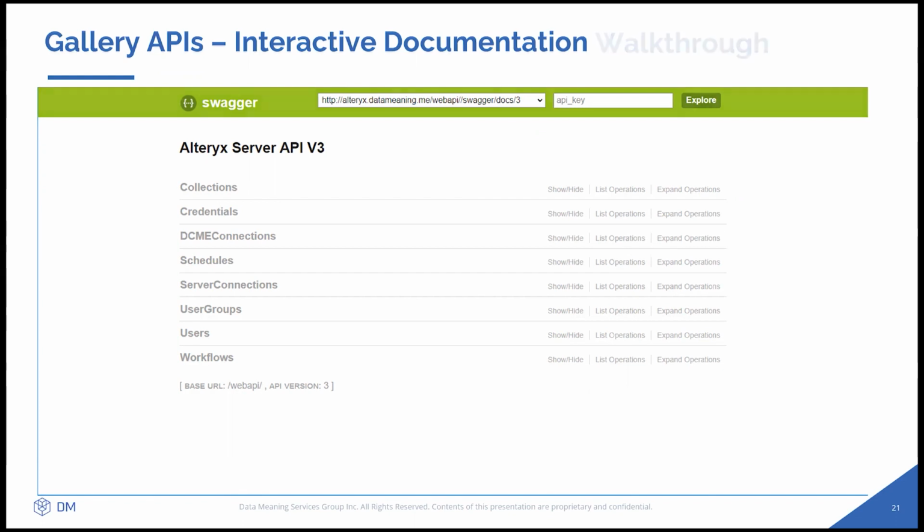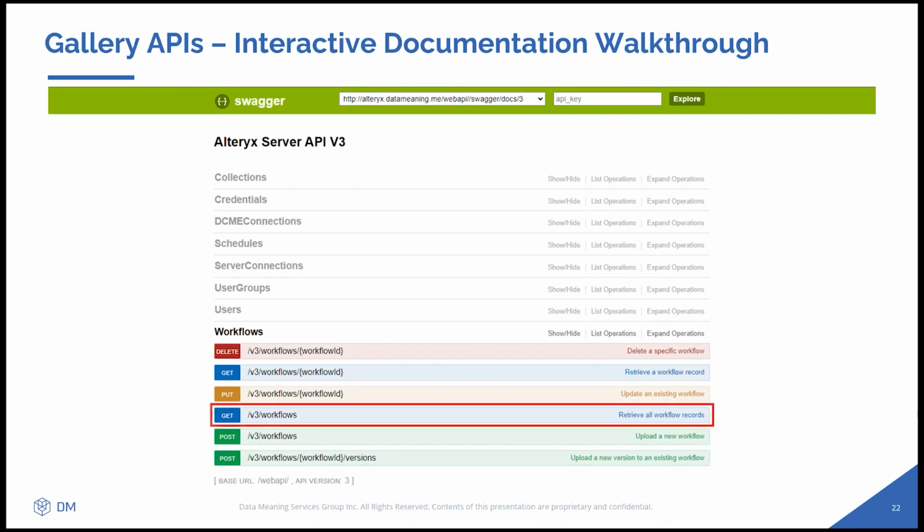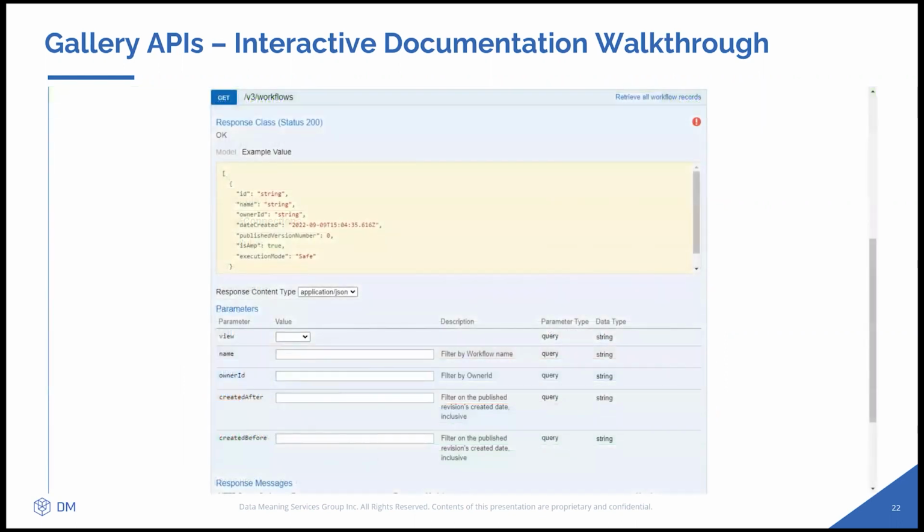To expand this, just click on any title there. For example, I'm clicking now on the workflows, and then you're gonna see all the endpoints for workflows. If you click on any of them, then it's gonna expand the area where you can see the example of that request.